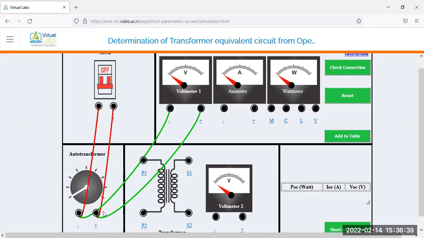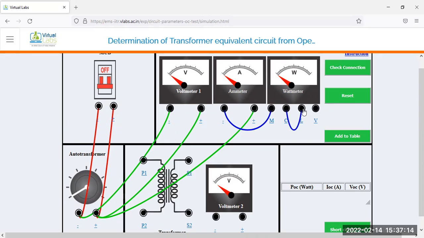And next, measure the no load current. With the help of an ammeter, connect one ammeter. Take the positive polarity of this ammeter to the positive polarity of this auto transformer. And the negative polarity of this ammeter is connected to this point, M of the wattmeter. And as you see in the circuit diagram, L and C are common. So we short this one.